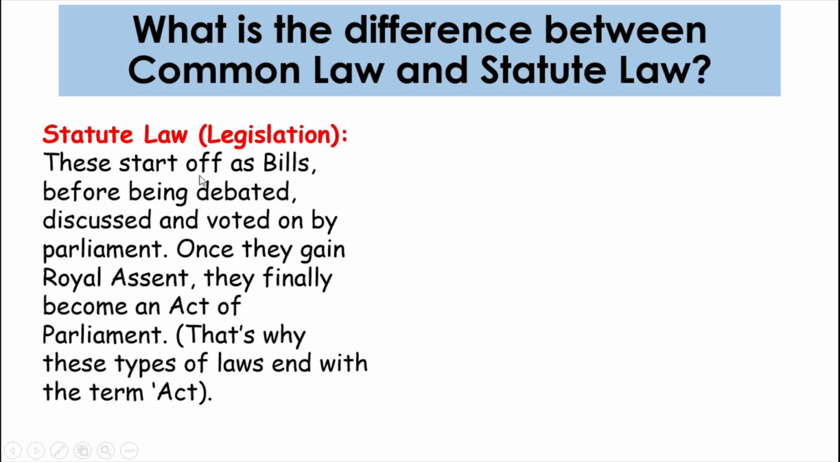Statute law also starts off as bills. This ties into your politics and participation unit, as this will be covered in the video about how laws are made. So they start off as bills before being debated, discussed and voted on by Parliament. Once they get royal assent, so this is when the monarch signs it off, they finally become an Act of Parliament. That's why these types of laws end with the term Act.